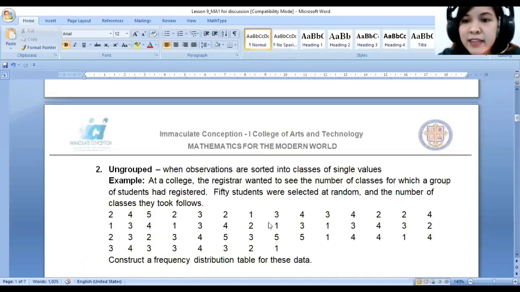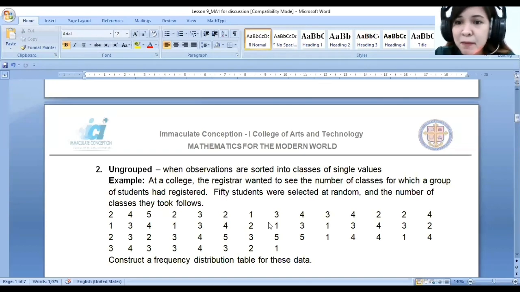The next type of frequency distribution table is ungrouped frequency distribution, which is when observations are sorted into classes of single values. So ngayon, ang magiging category mo na ay values na, numbers na. Pero dapat yung mga number na yon, pag nilagay mo siya as category, single value, isa-isa, isahan. Hindi siya pwedeng i-grupo, kaya nga siya ungrouped.